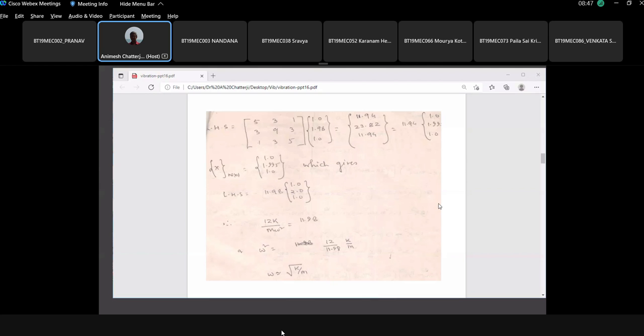So what should be the starting vector? Should it always be 1, 1, 1? Okay. Question number 2. I will answer all the questions. This is a good question. What is question number 2?